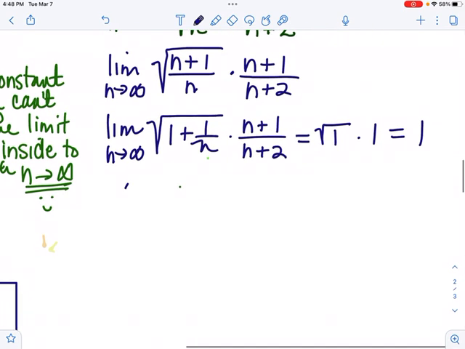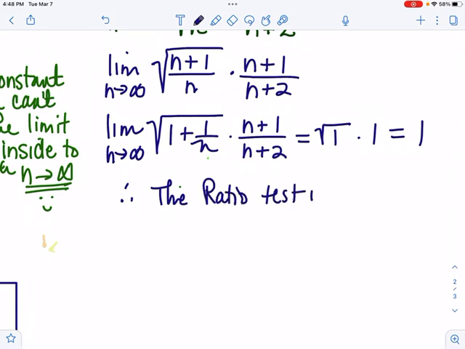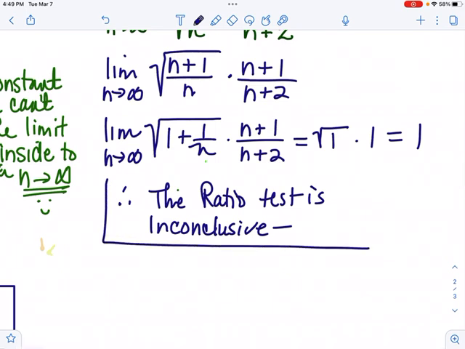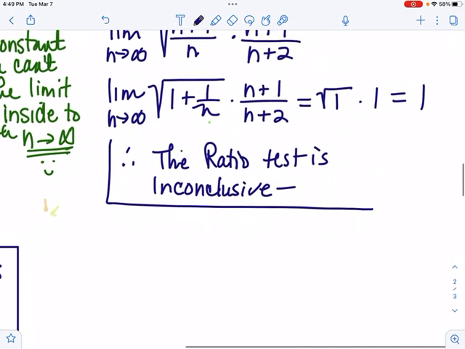So the ratio test is inconclusive. But I'm sure some of you, seeing inconclusive, are thinking, I don't know, Miss Allen, but I sure think something's up your sleeve, because that's an alternating series, right? So the ratio test is inconclusive, but we're not done yet, right?